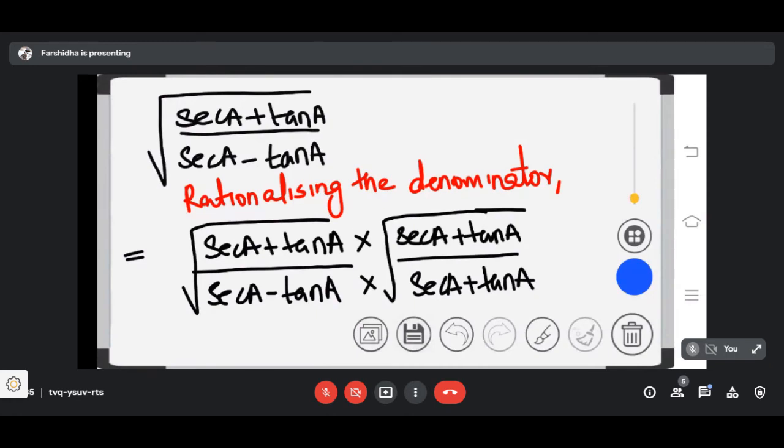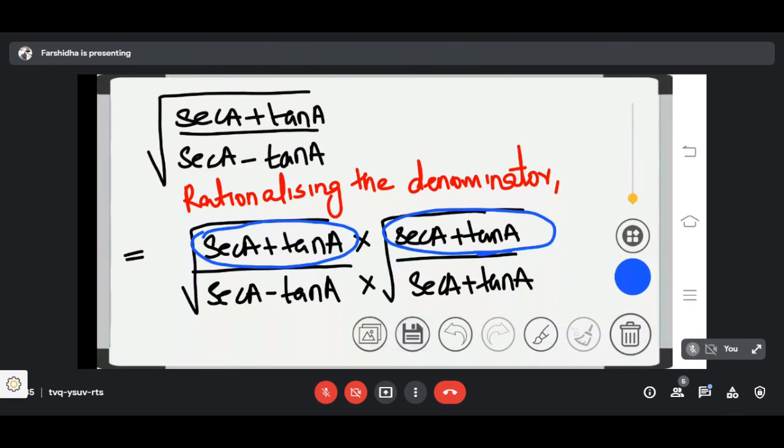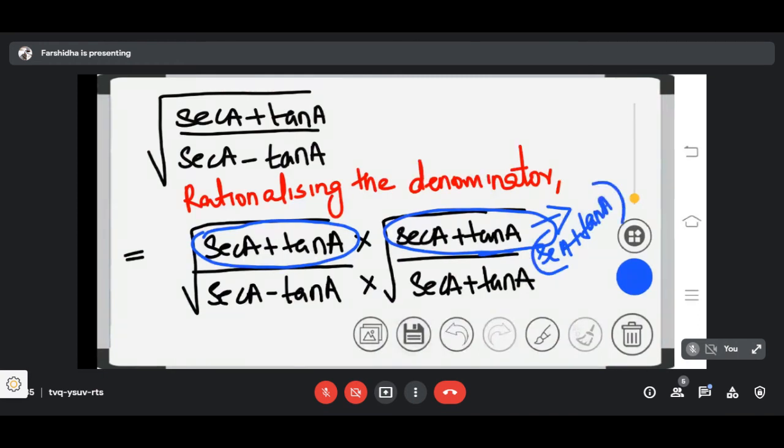Now see the numerator. Here you have sec A plus tan A into again sec A plus tan A. That means sec A plus tan A into sec A plus tan A, that is sec A plus tan A whole square. So this can be written as (sec A plus tan A) whole square.